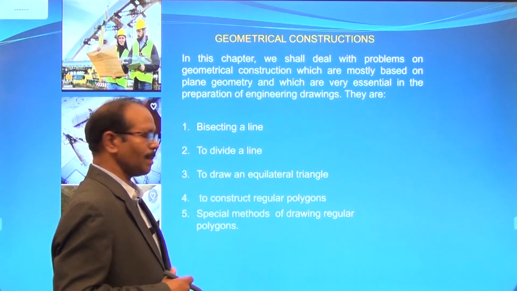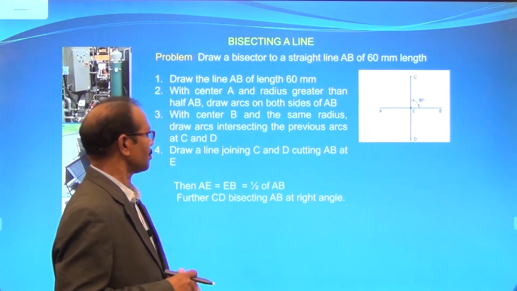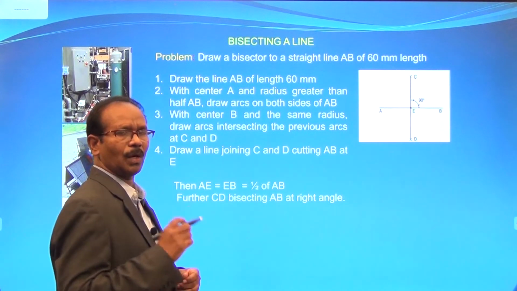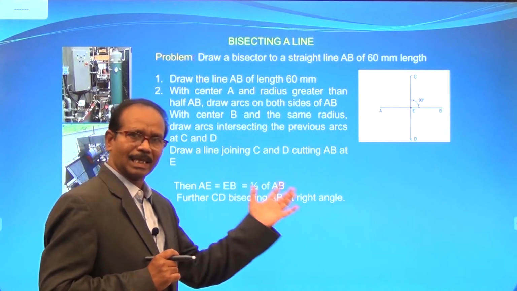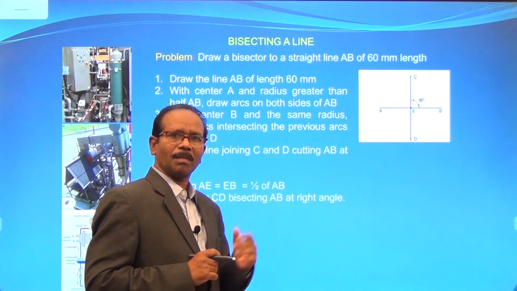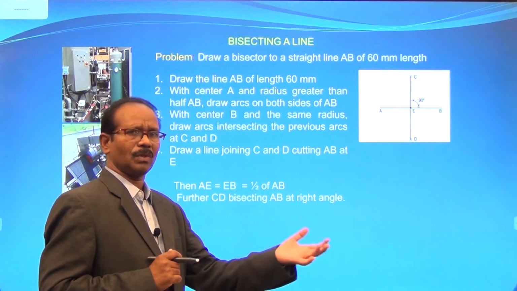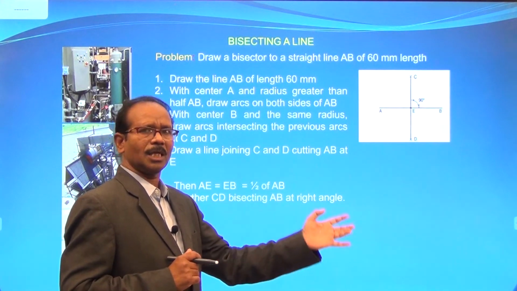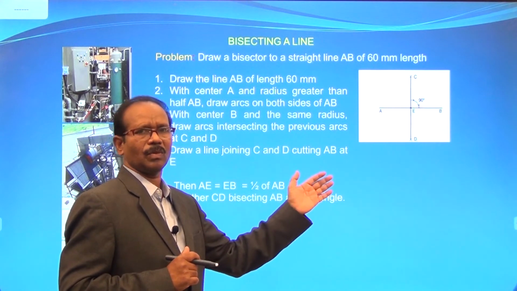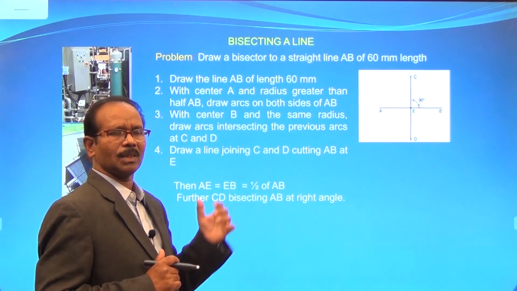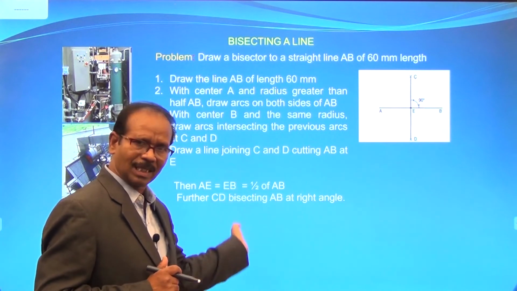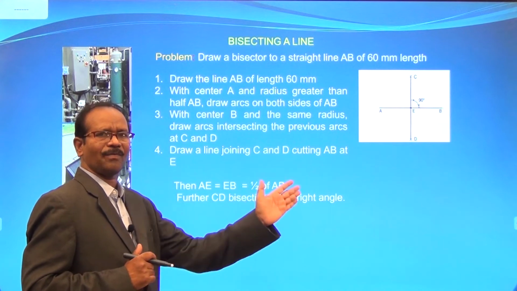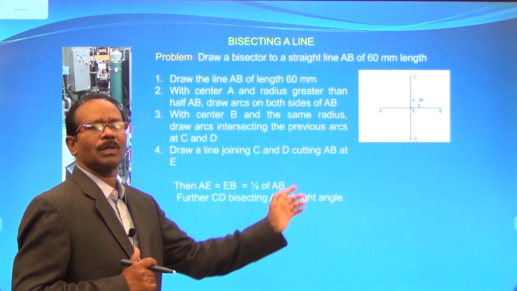So what is the first one? The line bisection. Take an example, any line. How to do this problem? Bisect a 70 mm long line. Bisect a 50 mm long line. Even if you don't know the length, we are in a position to bisect. It is a simple concept. The procedure is given, but apart from that I am going to draw this line and follow the steps required.